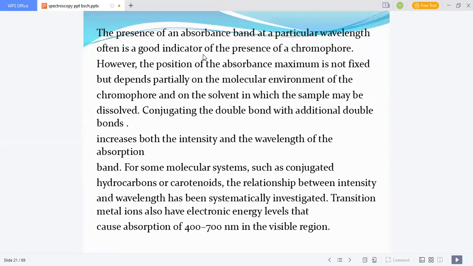The presence of an absorption band at a particular wavelength often is a good indicator of the presence of a chromophore. However, the position of the absorption maximum is not fixed but depends partially on the molecular environment of the chromophore and on the solvent in which the sample is dissolved. Conjugating the double bond with additional double bonds increases both the intensity and the wavelength of the absorption bands. For some molecular systems, such as conjugated hydrocarbons or carotenoids, the relationship between intensity and wavelength has been systematically investigated. Transition metal ions also have electronic energy levels that cause absorption of 400 to 700 nanometers in the visible regions.